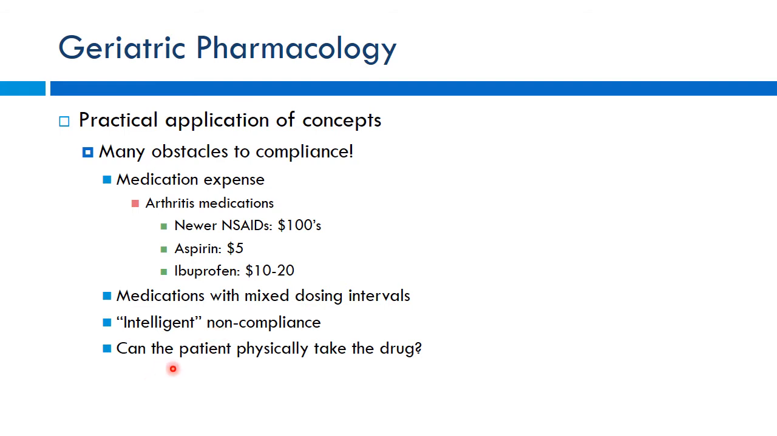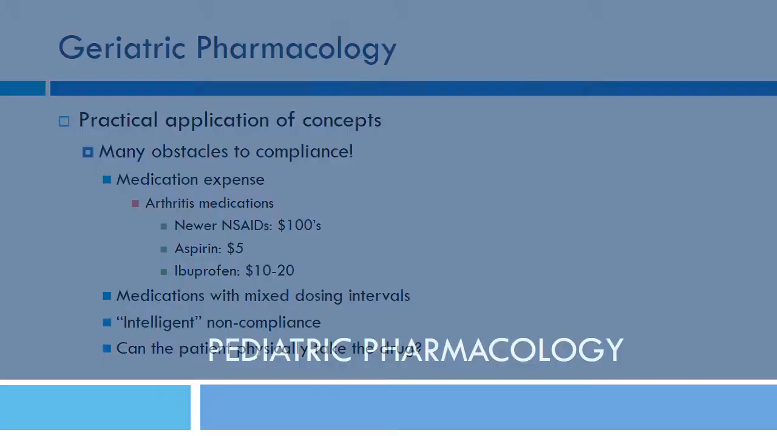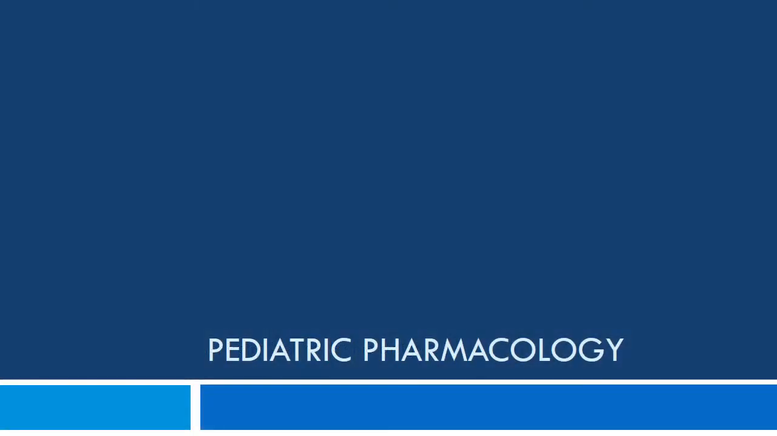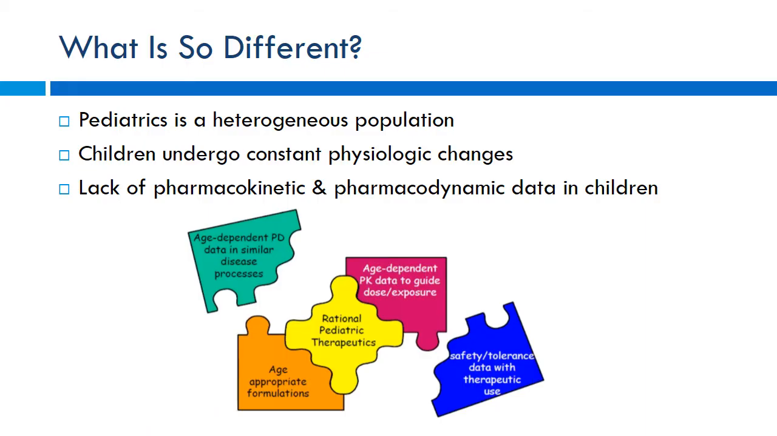And of course, can the patient physically take the drug? Again, with inhaler systems or injectables, make sure they can really physically and mentally keep up with actually taking this. Otherwise, they need some help to do so. All right, so that's it for the geriatric section. Now we can move on and start talking about the children.